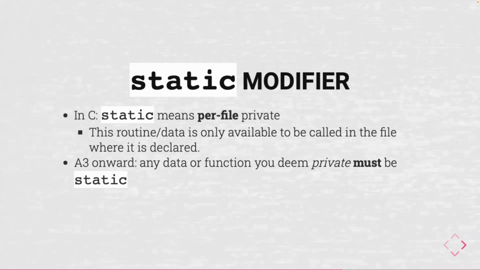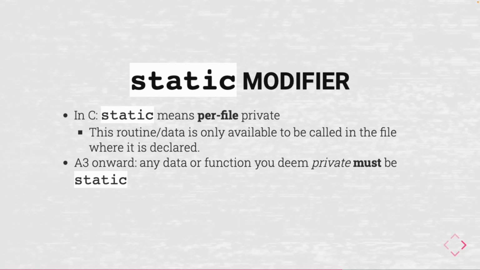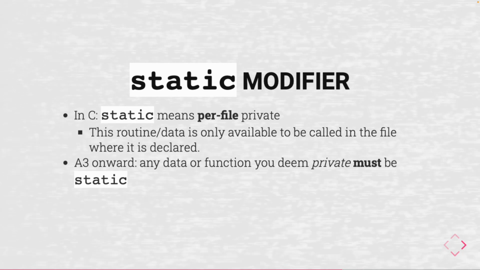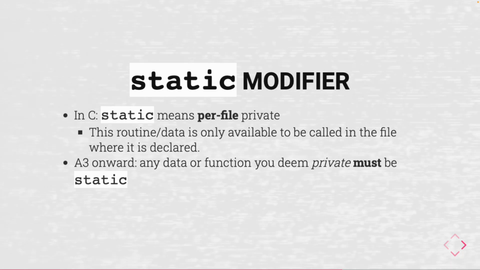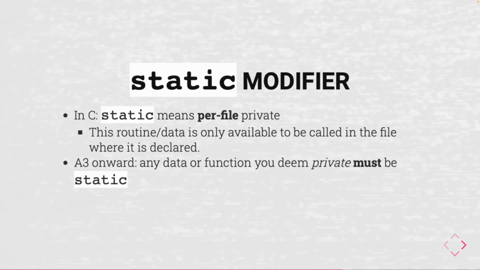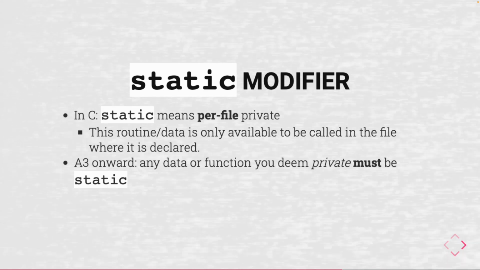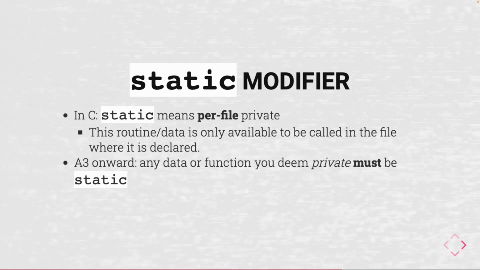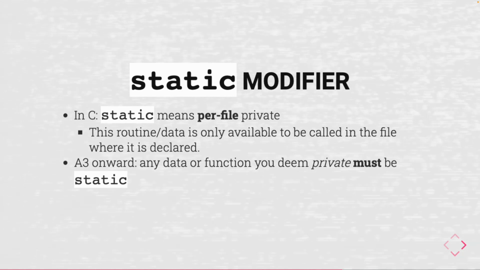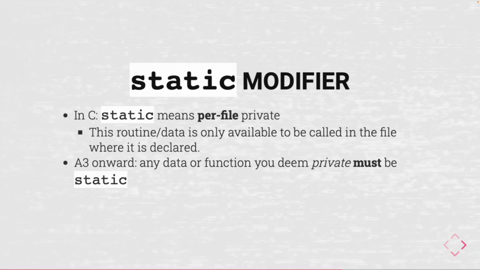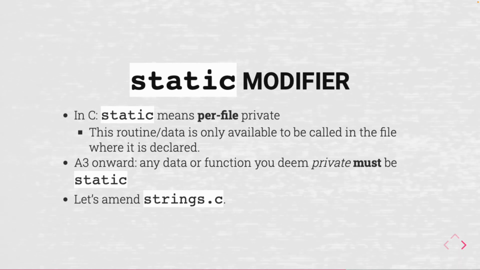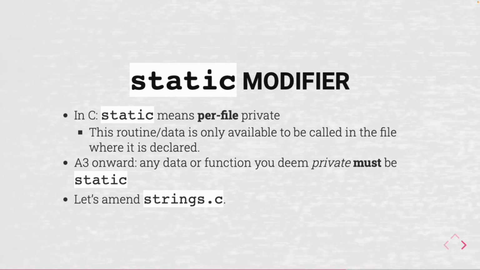So this leans more into what we've been talking about: writing safe code in a language that makes it really easy to write unsafe code. So for assignment 3 onward, any data or function that you deem private must be static. Because, as we'll see pretty soon, if something is not static, it's just sitting in the .c file, it's actually not so private and can be accessed at will. So let's see that in action.